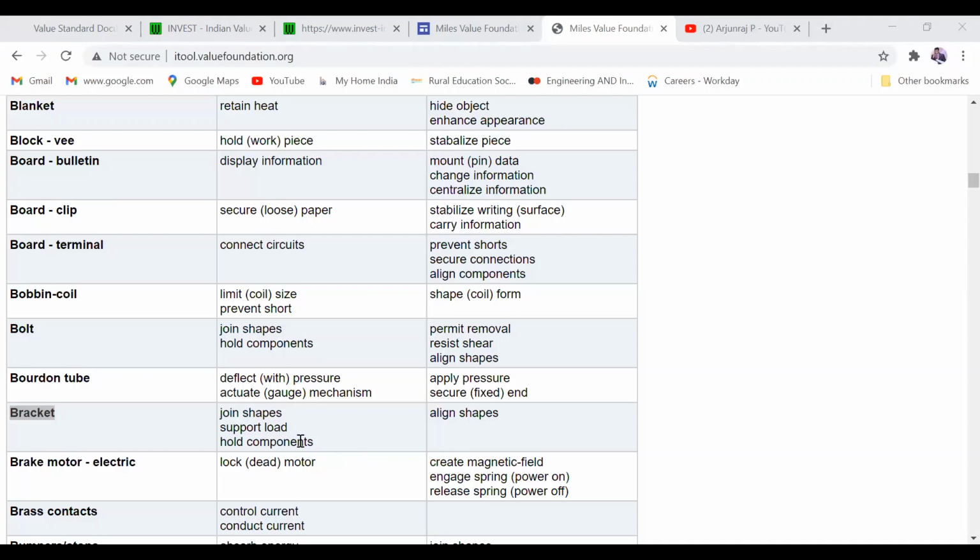The frame also has a bracket. The chassis has different brackets. Basically, it supports load. It will hold components. For an electric vehicle, you have a battery and an electric motor. Even to support that, we have the bracket.